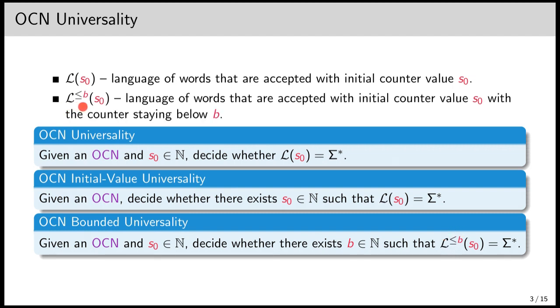That is, we define LS0 bounded by B to be the language of words that are accepted with initial counter value S0 with a run whose counter value stays below B. Then, the bounded universality problem asks, given an OCN and an initial counter value S0, whether there exists a bound B such that LS0 bounded by B is sigma star.